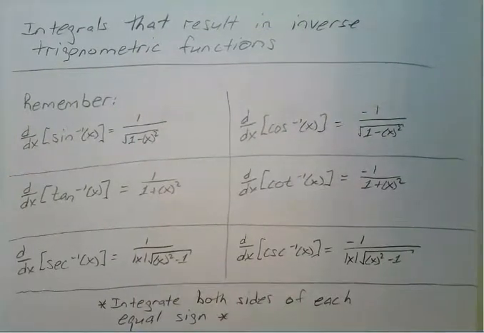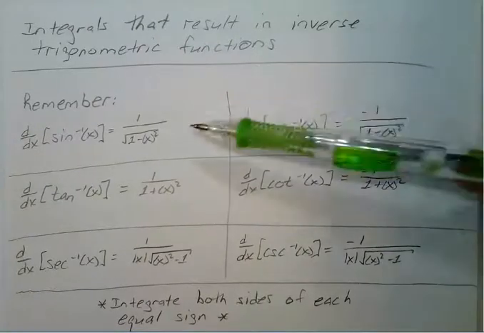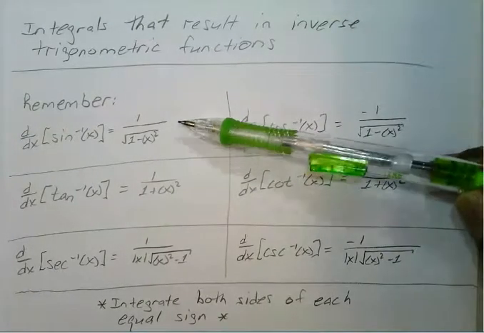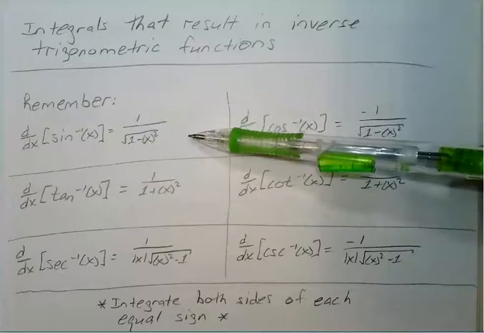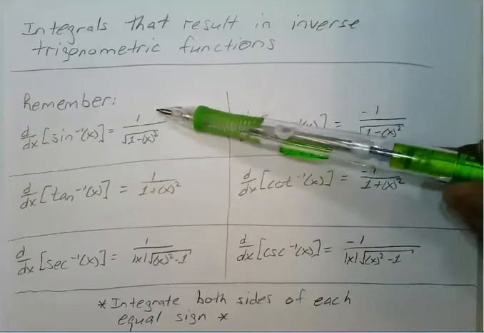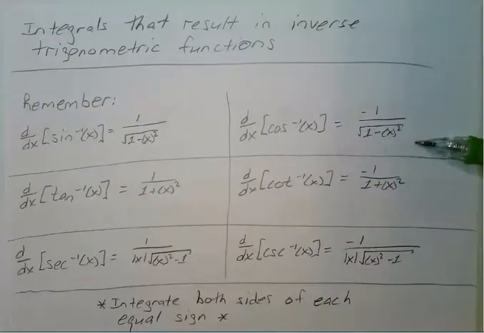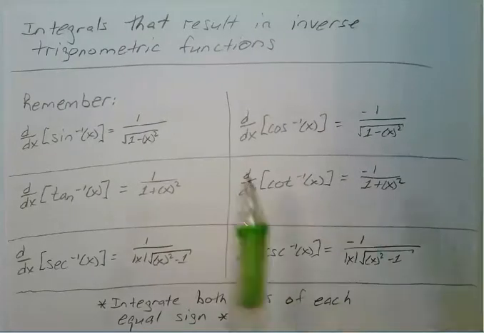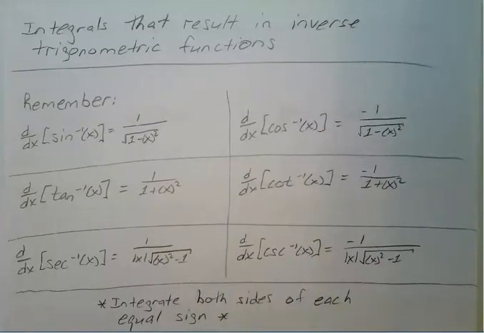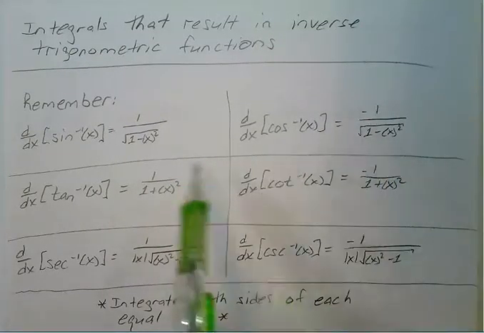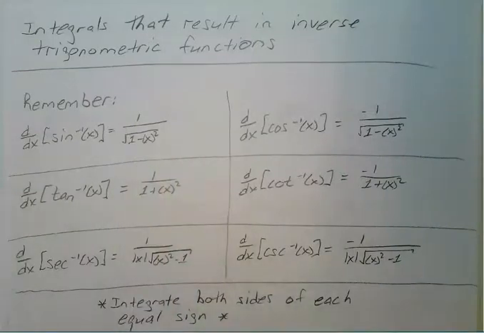Hello everyone. In this video we will be looking at integrals that result in inverse trig functions. To do that, first we're going to look back at our inverse derivatives. You see the derivative of sine inverse was 1 over the square root of 1 minus x squared. The derivative of cosine inverse is negative 1 over the square root of 1 minus x squared. So you see the sine and the cosine are basically the same, just cosine is negative, sine is positive.